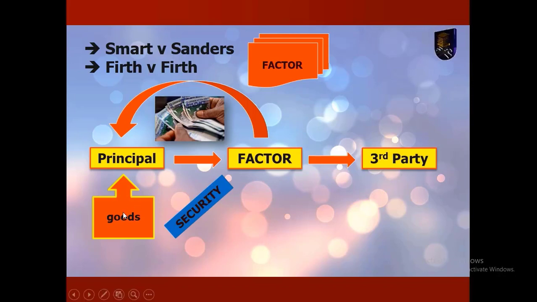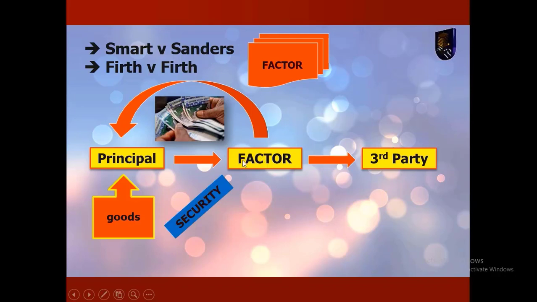Ni maknanya principal, dia ada barang yang banyak dan serahkan kepada factor untuk dijual pada third party, pada customers. Tetapi factor di sini, dia beri wang jaminan sebagai satu security. Yang barang-barang tu berada pada factor, so dia jamin the safety of the goods and also dia jamin yang dia akan jual to the third party.